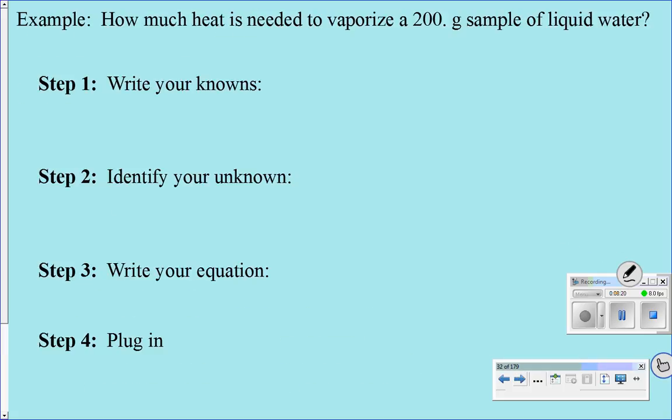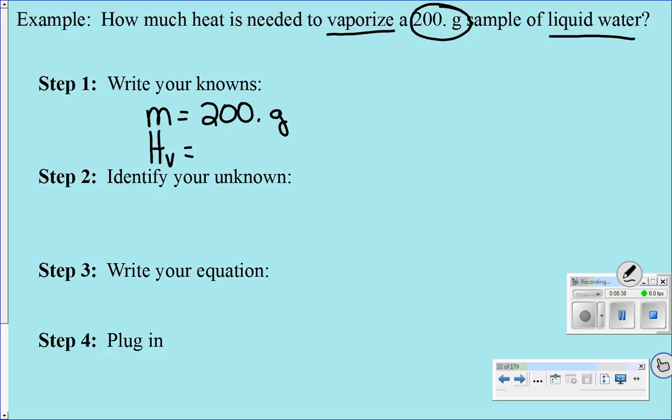So, try one of these problems. How much heat is needed to vaporize a 200-gram sample of liquid water? So we're dealing with water. We know we're vaporizing. They're telling us we have a mass of 200 grams. The fact that we see the word vaporize tells us we're going to be using Hv. So you're going to go to reference table B. It's 2,260 joules per gram. So that's much greater than your heat of fusion. Our unknown here is going to be Q, which will come out in joules.